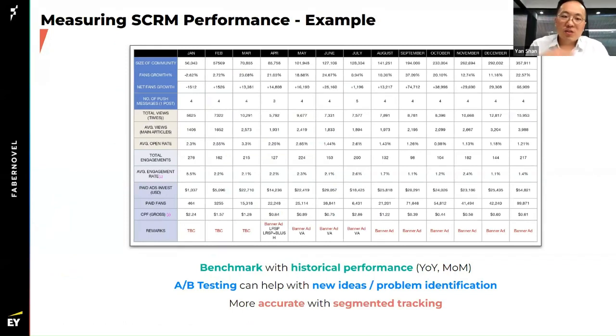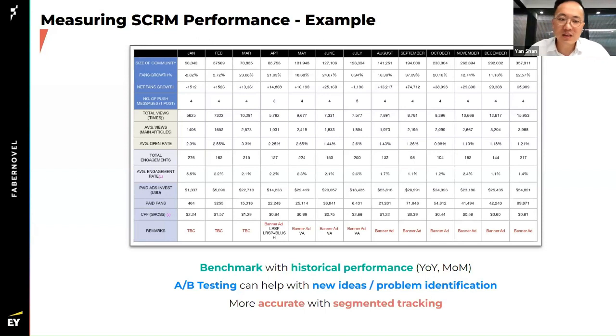On measuring social CRM performance, I also provide an example here. From this example, we can learn the following things. Within the social CRM environment, I understand it's very difficult to do a benchmark. So the benchmark in a social CRM environment is normally a benchmark against historical performance. You either do year-on-year or month-on-month comparisons, right? Then you can track. In this example, it's 13 months of tracking. So you can see a trend, and where the performance is low or there is a problem, we can move on to find out why.